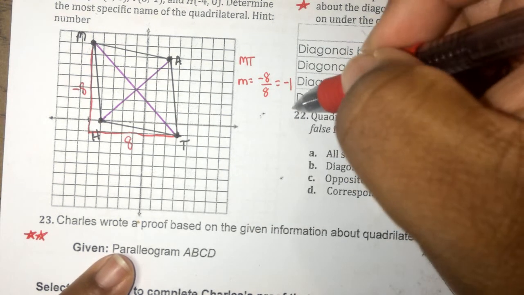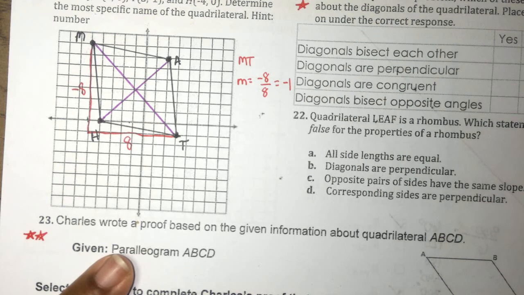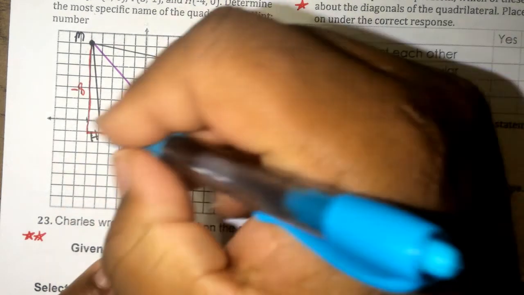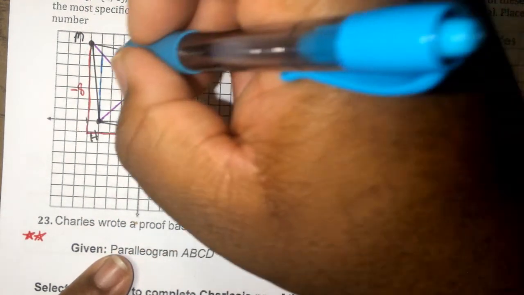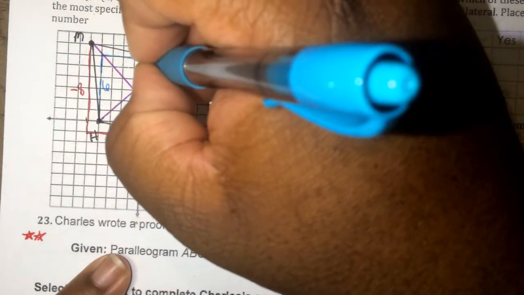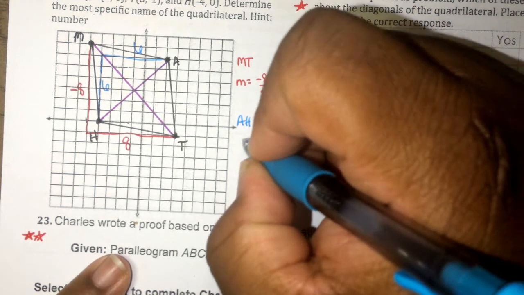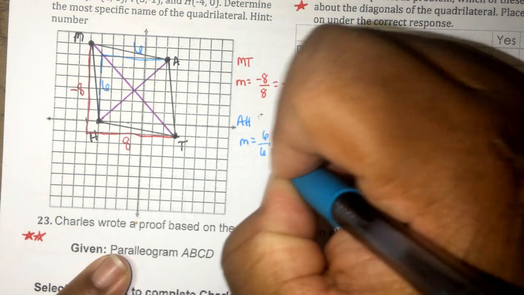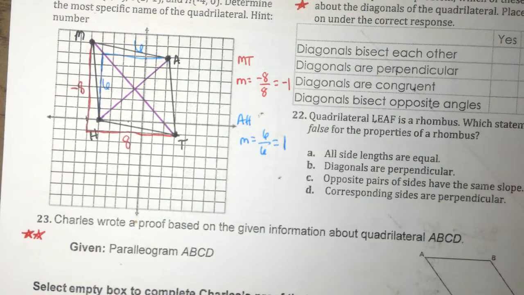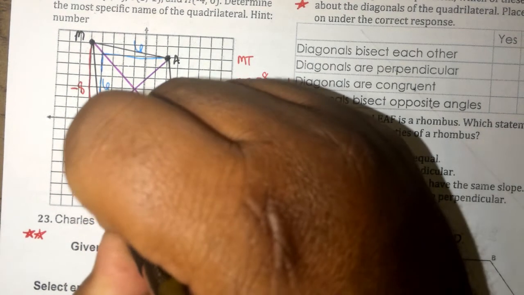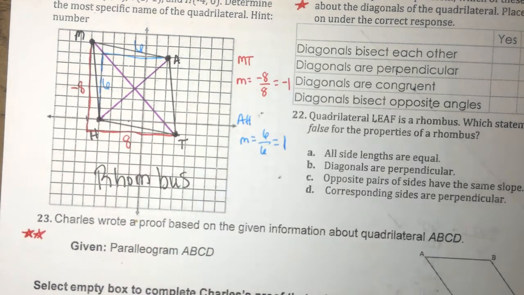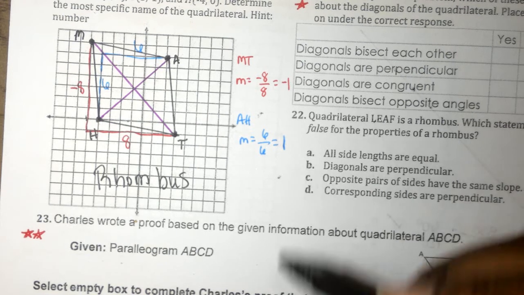Perpendicular slope to that will be positive 1. So let's see. A to H is going up, and then over to the right this direction. It's going up 6, going to the right 1, 2, 3, 4, 5, 6. So my slope from A to H is going to be 6 over 6, which is positive 1. These two slopes are perpendicular to each other. That means this is a rhombus. This is the difference between the two. The last one was a parallelogram, this one was a rhombus. You need to be able to just look at the slopes and determine which one it is.